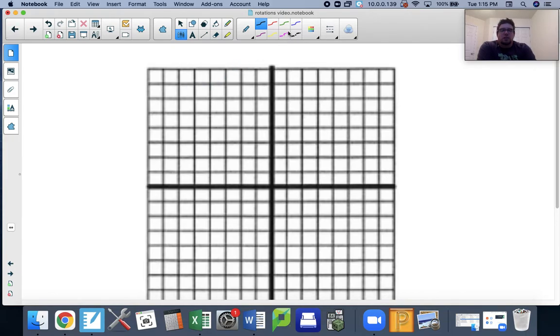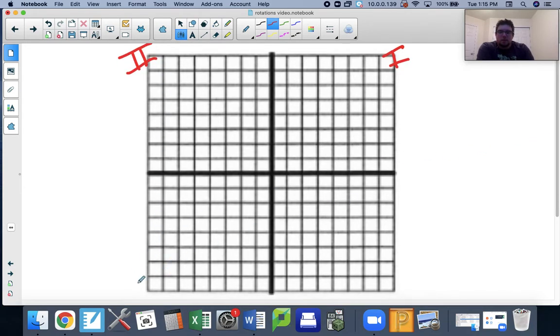So let's take a look at this. I've got quadrant 1 up here, quadrant 2, quadrant 3, and quadrant 4. So if I have my point A up here in quadrant 1, and let's say it's at 2, 5. So A is up here at 2, 5, it's right here.